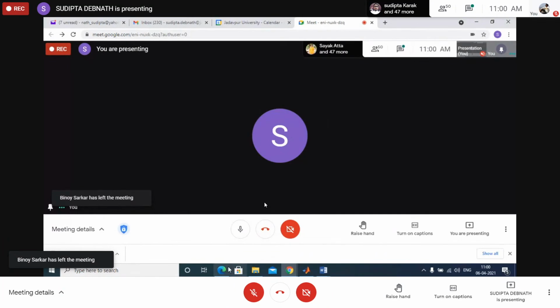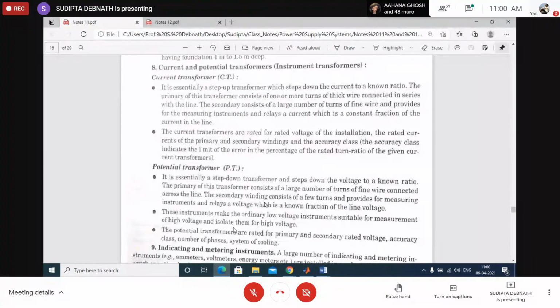Anyway, so what is a potential transformer? A potential transformer steps down the voltage so that it can be recorded by a voltmeter. So it is essentially a step-down transformer with a known voltage ratio. Just the opposite: as it is step-down, the primary will have higher voltage. So the primary consists of a large number of turns of fine wire, and the secondary consists of few turns of thick wire. So these are about current and potential transformers. These are known as instrument transformers.